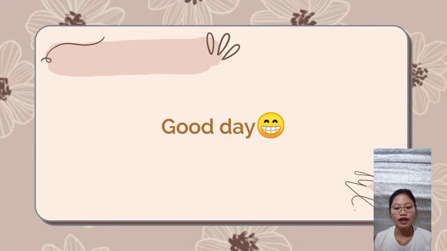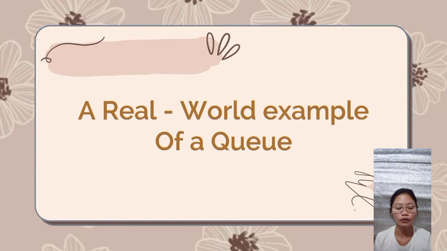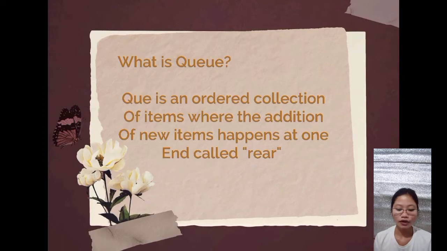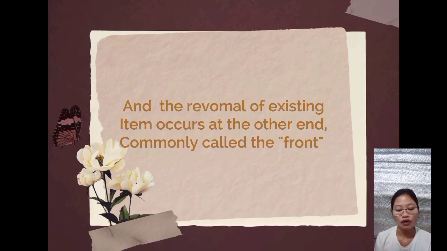My task for today is to present and discuss to you a real-world example of a queue. So first, let's discuss what is a queue. A queue is an ordered collection of items where the addition of new items happens at one end, called the rear, and the removal of existing items occurs at the other end, commonly called the front.